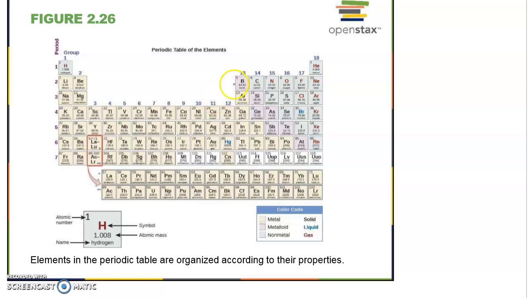You can see different colors. For example, there's a staircase line over here that is purple color. On the left side of this staircase, it is called metal. And on the right side of this staircase is called non-metal. So this side will be metal, and this side will be non-metal. When we say metal, we exclude this part. Hydrogen is considered as a non-metal.